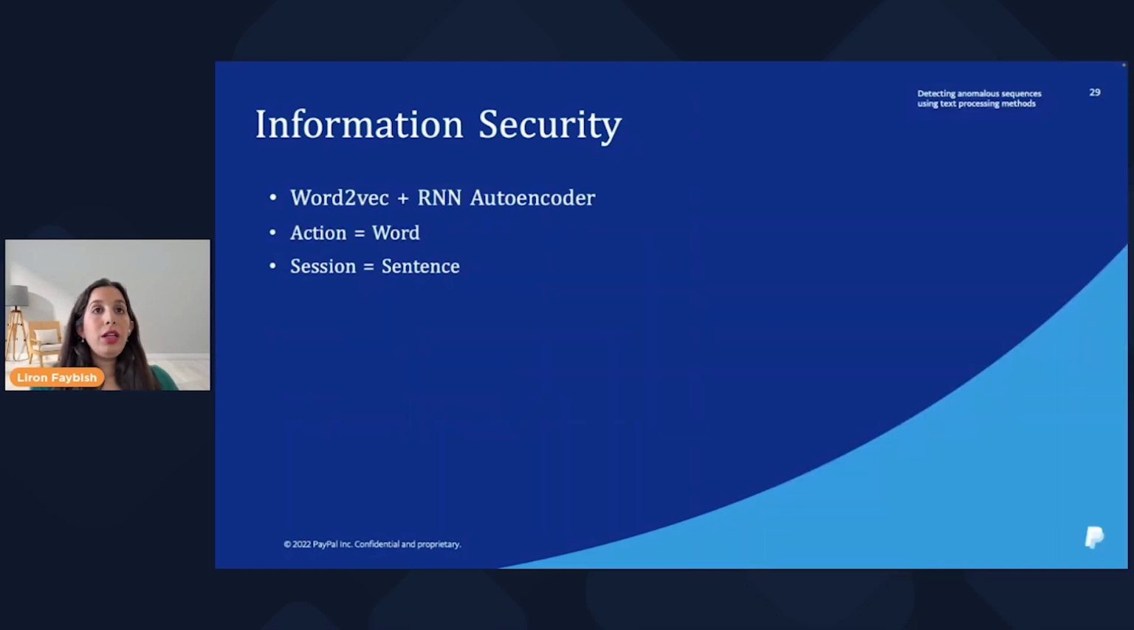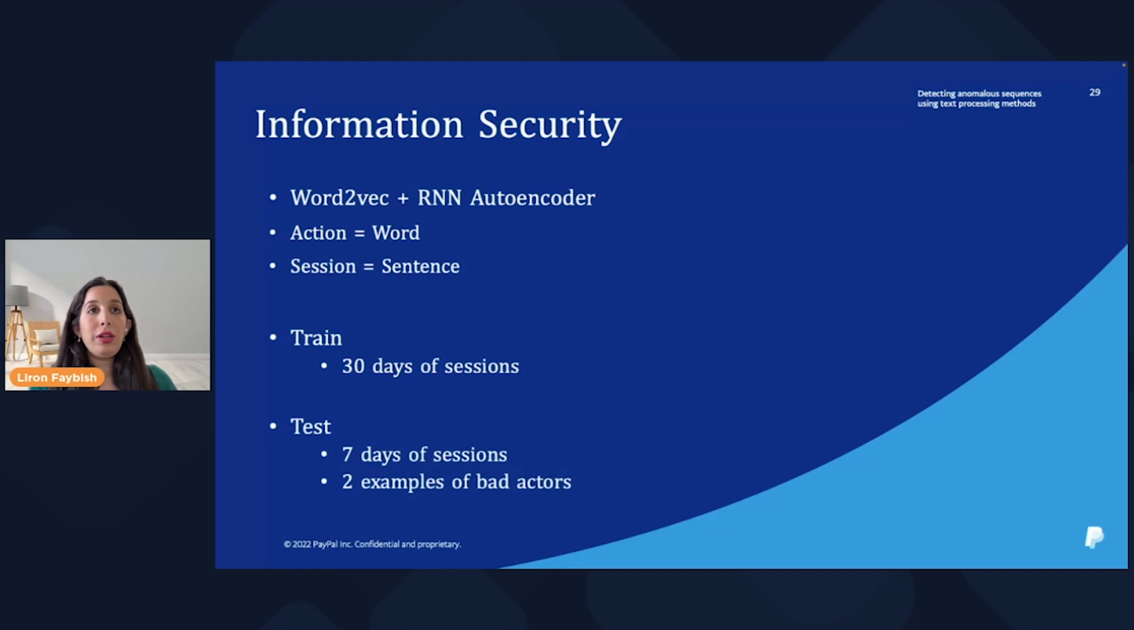So for training the word2vec model on the sessions dataset, we model each action as a word, and a sequence of actions as a sentence. We fed those sequences into the word2vec model, and the sequences of vectors are fed into the RNN autoencoder. So now we have a reconstruction loss for each sequence, and that score can indicate how normal or abnormal a session is. We trained the data on 30 days of sessions and we tested it on 7 days.